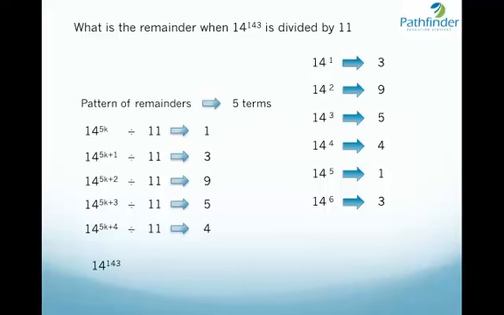And therefore 14 to the power of 143 divided by 11 can also be written as 14 to the power of 5k plus 3, because 143 when divided by 5 yields a remainder of 3. So 143 can be written as 5k plus 3. And what is the remainder when 14 to the power 5k plus 3, a number of this form, is divided by 11? The remainder is 5, which happens to be your answer.